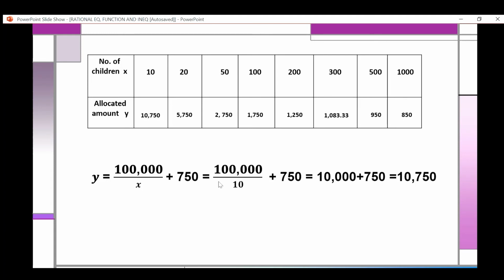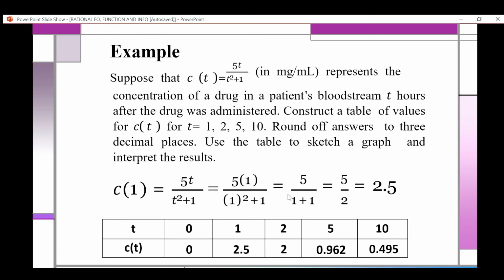Ayan. So, pag 1,000, 100,000 over 1,000, that's 100 plus 750. So, you will get 850. So, ganun lang, class. Substitute nyo lang yung mga values. Okay? So, another example.